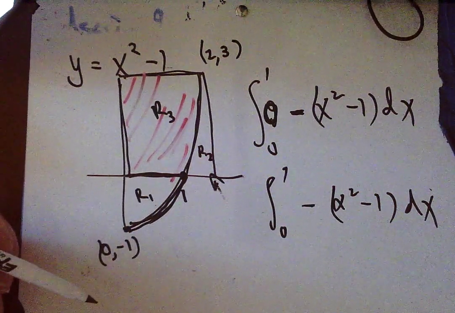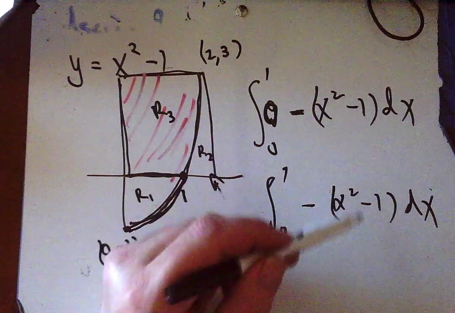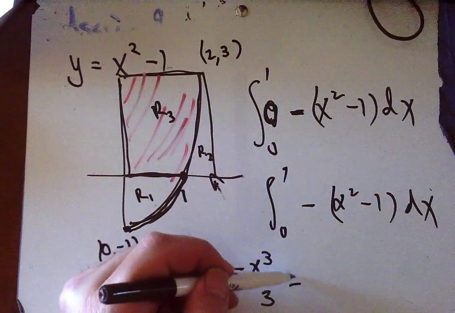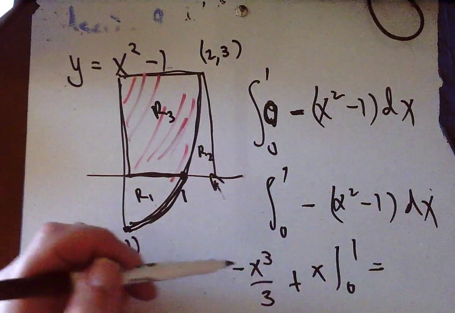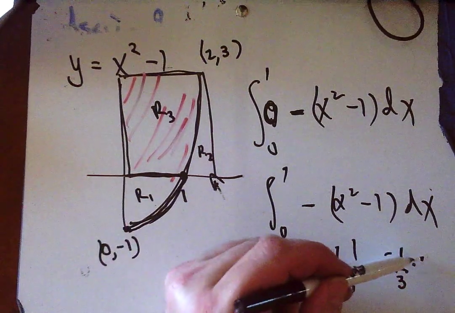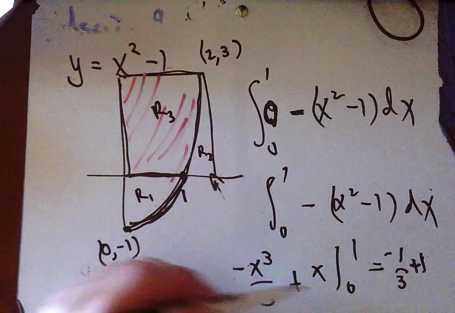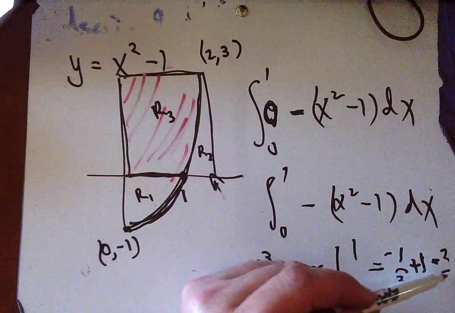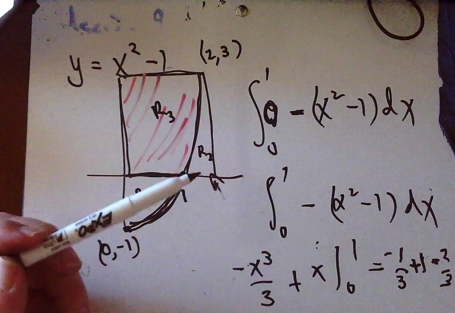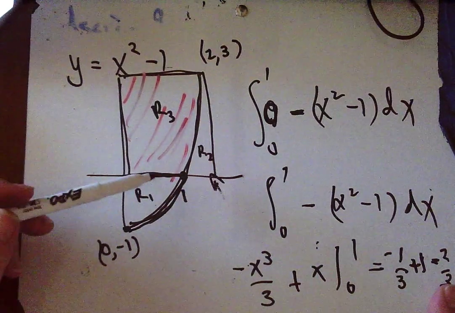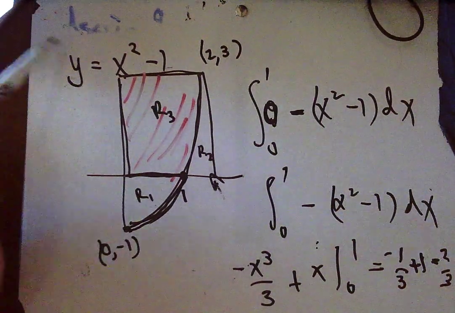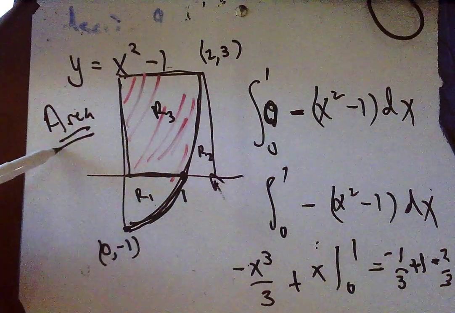So what about this one? Well, I'm getting negative x to the third over 3, minus a minus is plus x, from 0 to 1. When I plug in my 1, I get negative 1/3 plus 1, because when I plug in zeros, these all go away. Or positive 2/3. Yeah, so top minus bottom was great, except I'm getting a positive 2/3, and this is below the x-axis. Oh, wait. The question was, what's the area of each region?